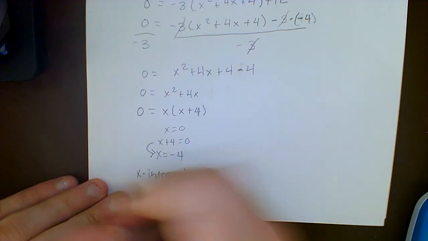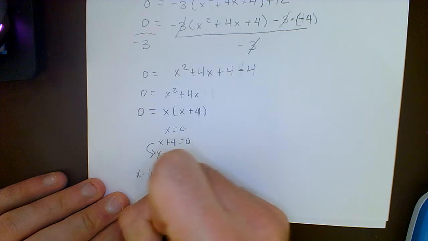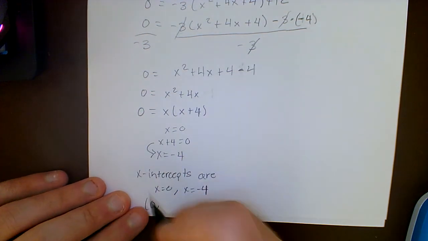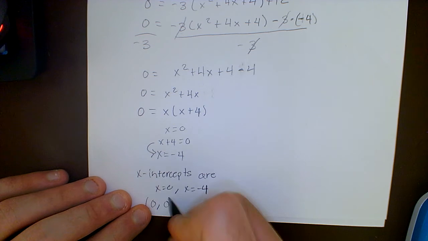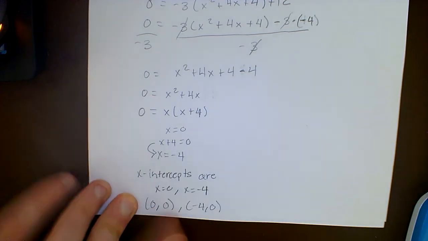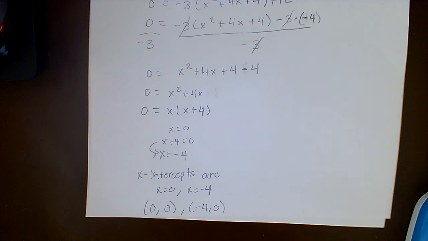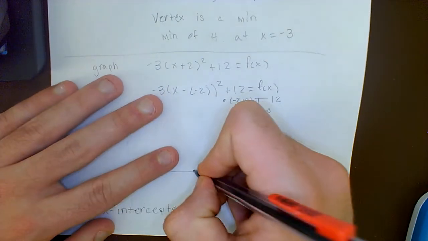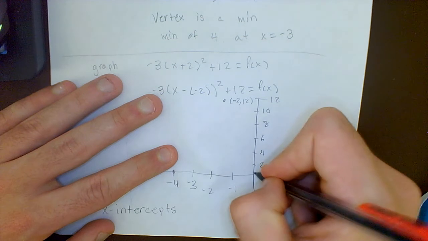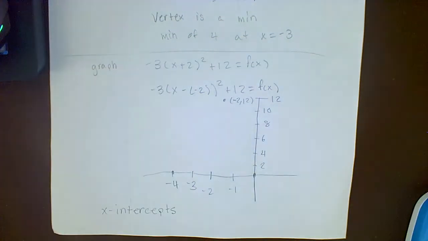So from this information, we know that x-intercepts are where the y-coordinate equals 0. So we know that the point 0, comma 0 and negative 4, comma 0 are on our parabola. So if we go back to our parabola picture, we can add these two points onto our parabola.